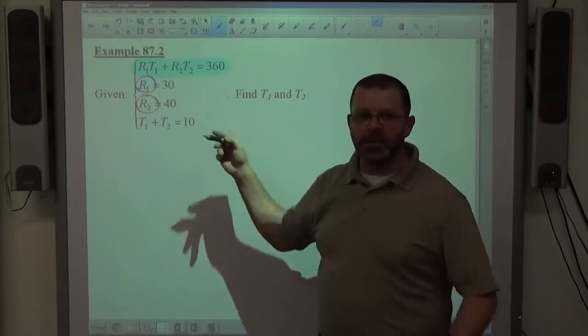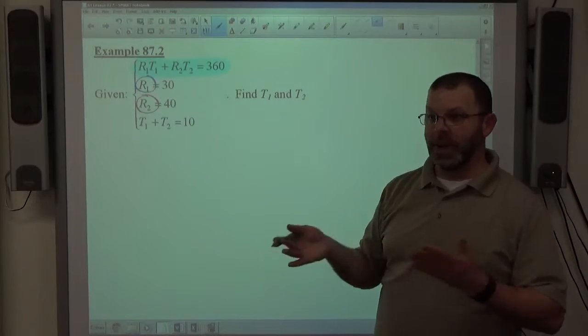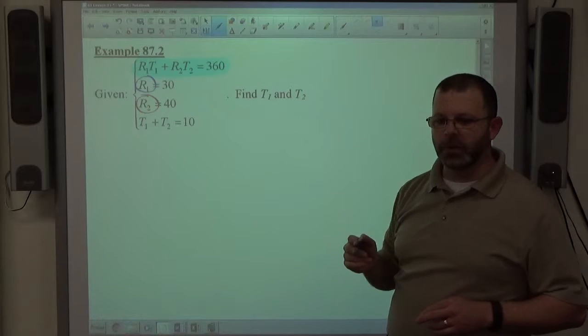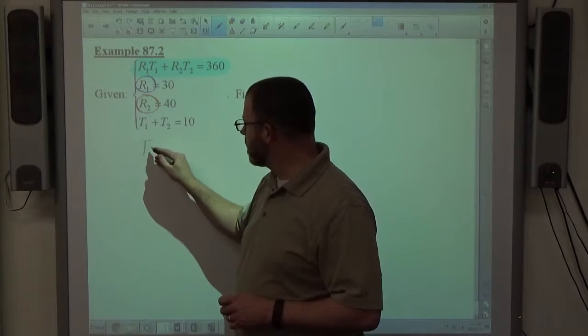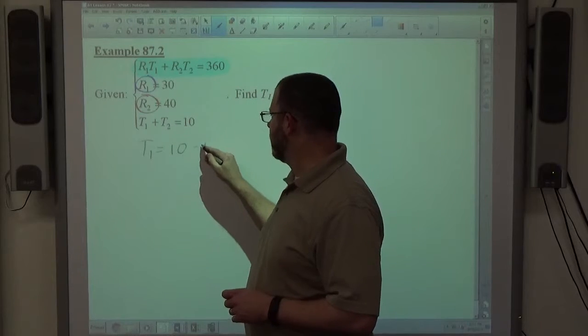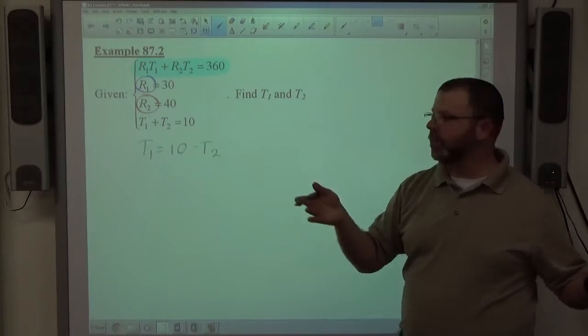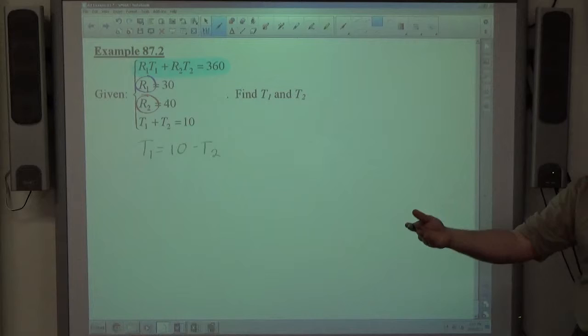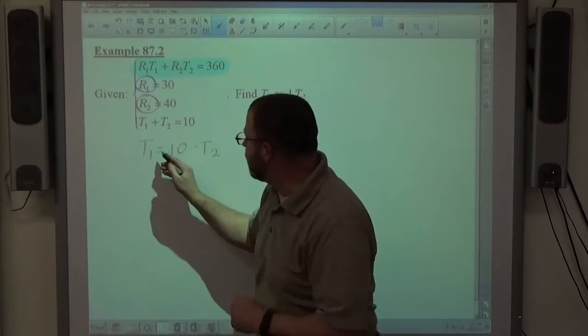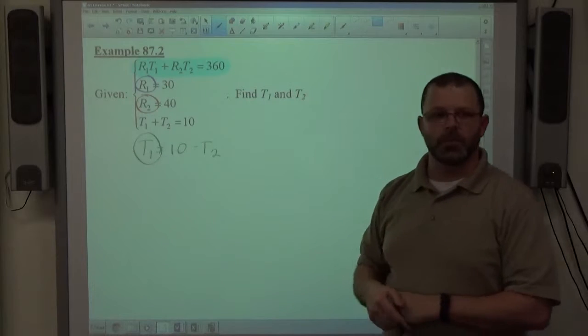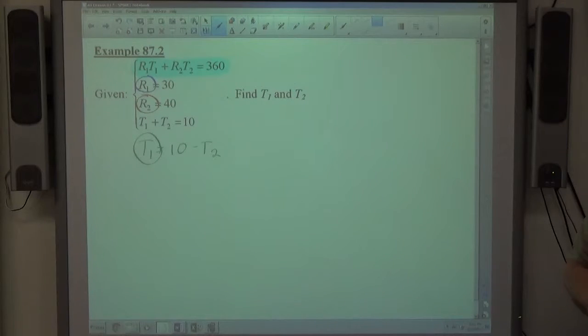The third equation, again, doesn't have T sub 1 or T sub 2 equals, so I have to make it one or the other. Which one do you guys want to go with? T sub 1 equals 10 minus T sub 2. That works for me. You can go either way. T1 equals 10 minus T2 or T2 equals 10 minus T1. Take your pick. Make a decision and stick with your decision. So Amber spoke up first. We'll go with her technique.